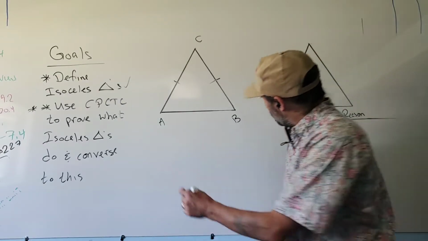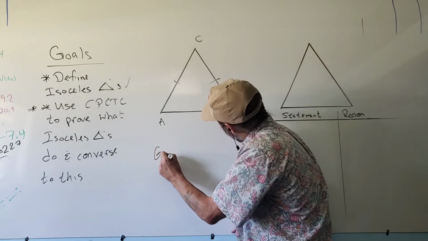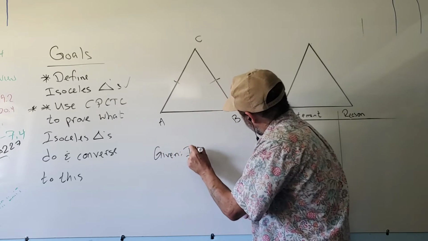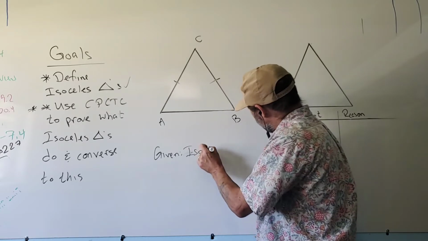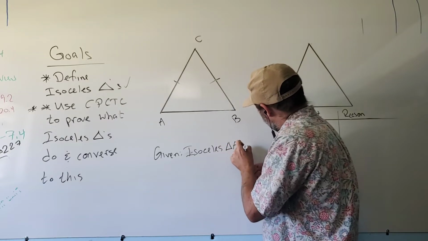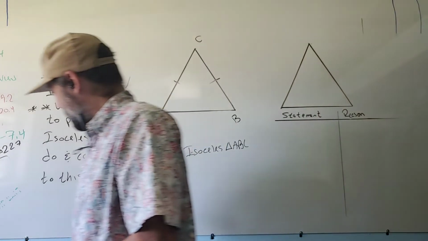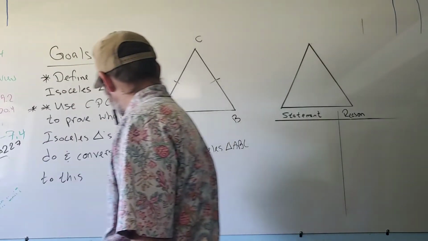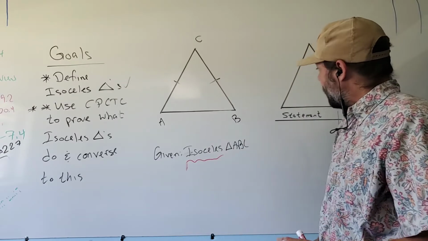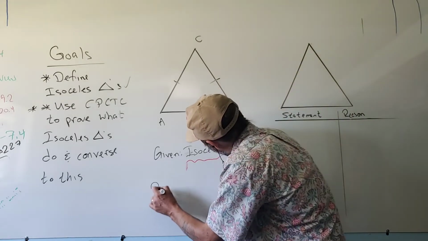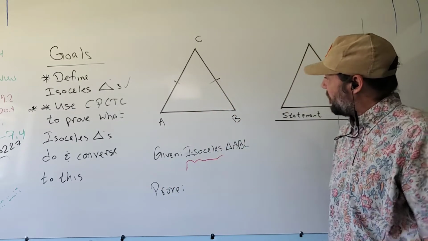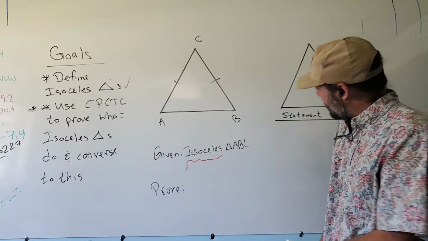So I'm going to tell you what our given here is. We'll say our given is isosceles triangle ABC. Is it C or S? I don't know how to spell. And I probably did spell that wrong, so let me highlight my spelling mistake. And our goal here, what we're going to try to argue using corresponding parts of congruent triangles are congruent, is that angle A is the same as angle B.